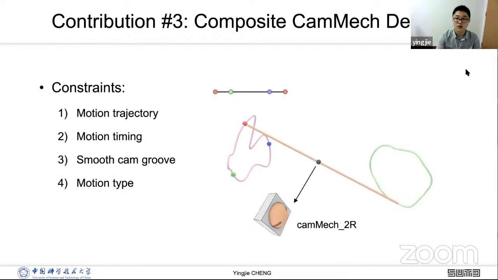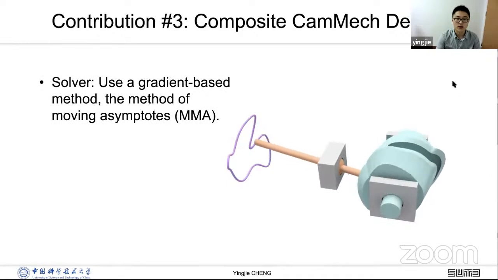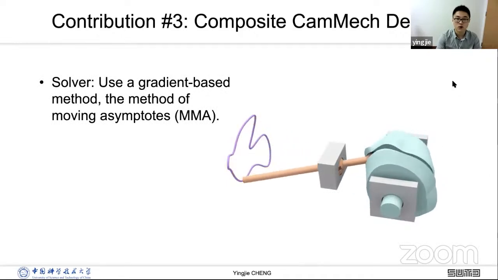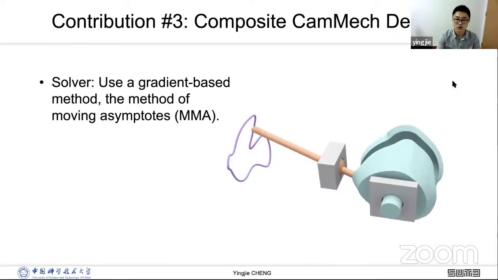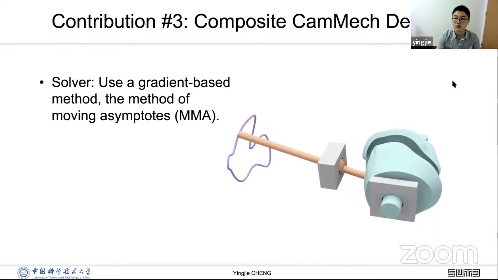4, motion type. For curves on a spherical surface, we must choose to use CamMech 2R since it can output the 2 degree of freedom rotational motion. And 5, cam follower contact. The cam's velocity should be larger than the follower's at the cam follower joint. Then the cam can always push the follower. We use a gradient-based method, MMA, to solve this problem, and we got an optimal result. This Cam 2R can move exactly following a drop on a spherical surface.